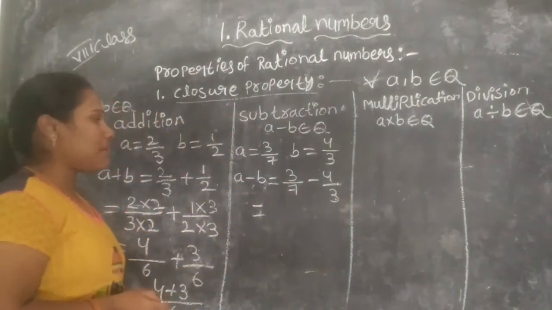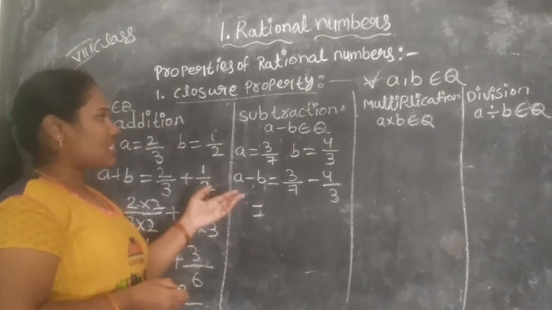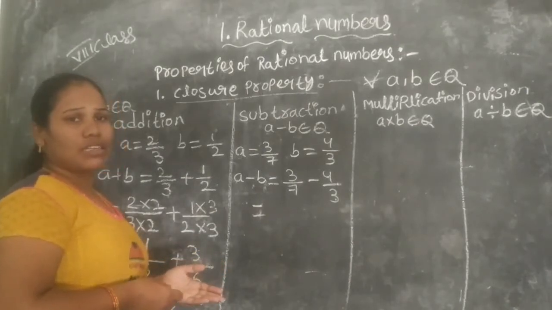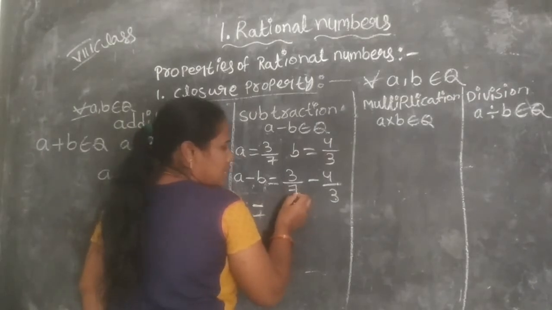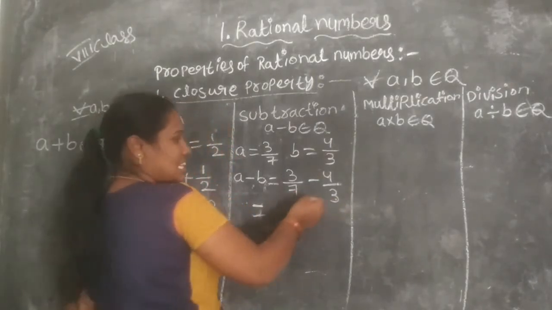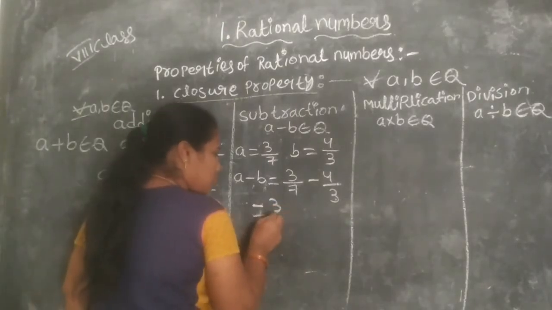So we have to equalize the denominators first. We already discussed in previous classes, up to 5th class, how to equalize the denominators. See, 7 and 3 are there. 7 3s are 21, 3 7s are 21. Both are equal now. So just go through that.